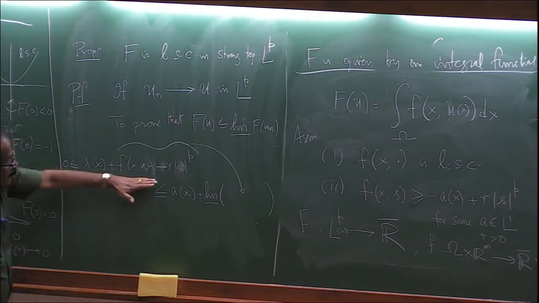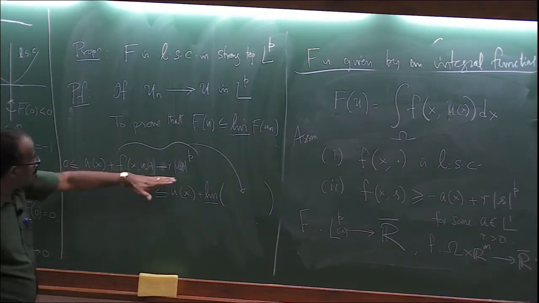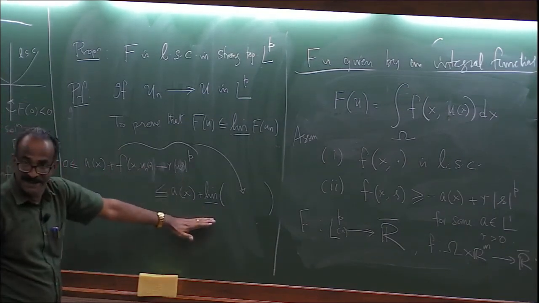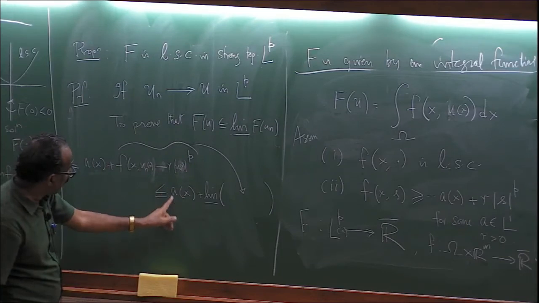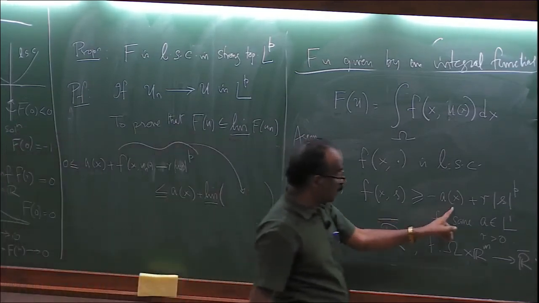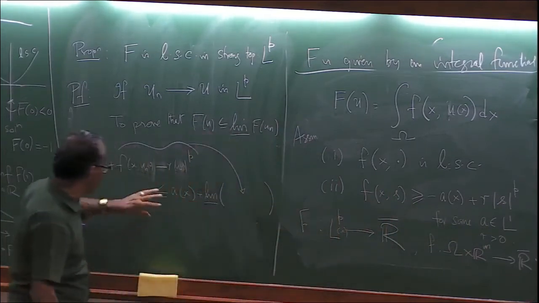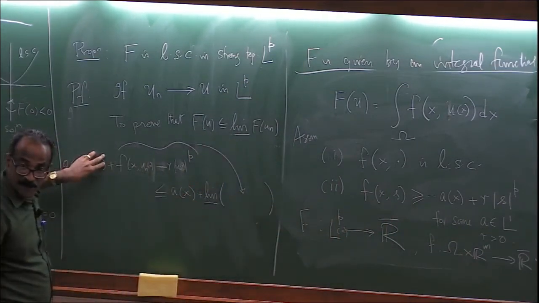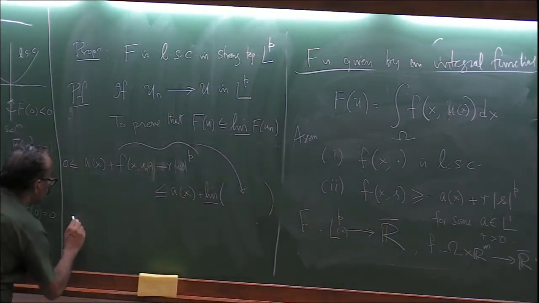So you can apply Fatou's lemma. When you apply Fatou's lemma, you can take the integrals here. When you take the integrals here, you get the integral here. But a is an L1 function, so those are all finite quantities. So you can remove this one after taking. So apply Fatou.